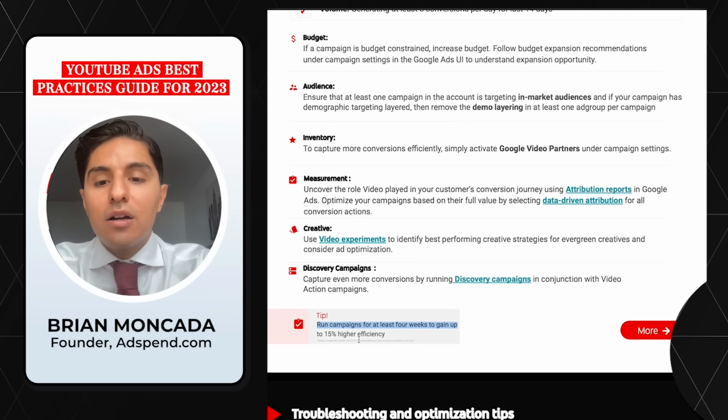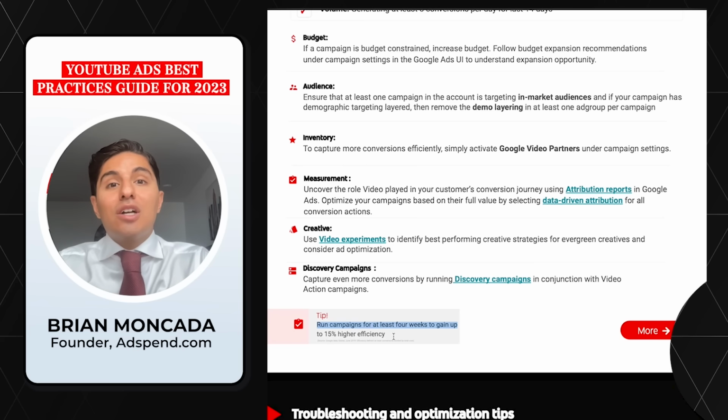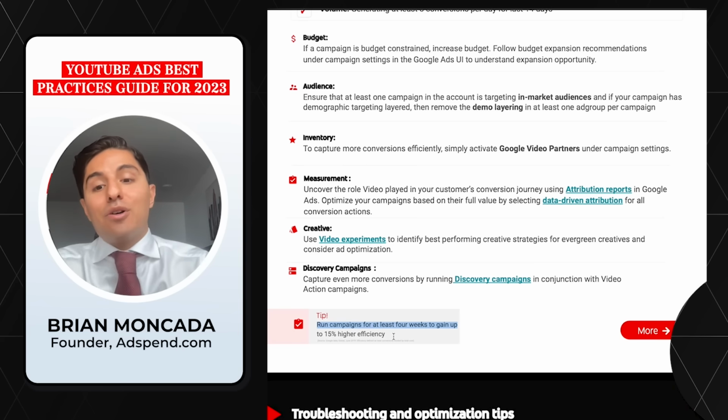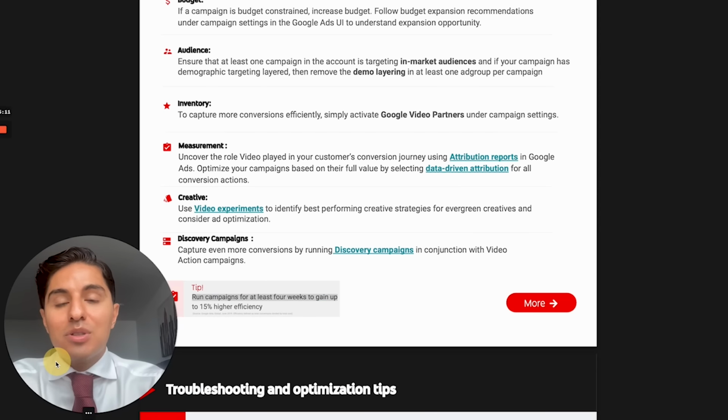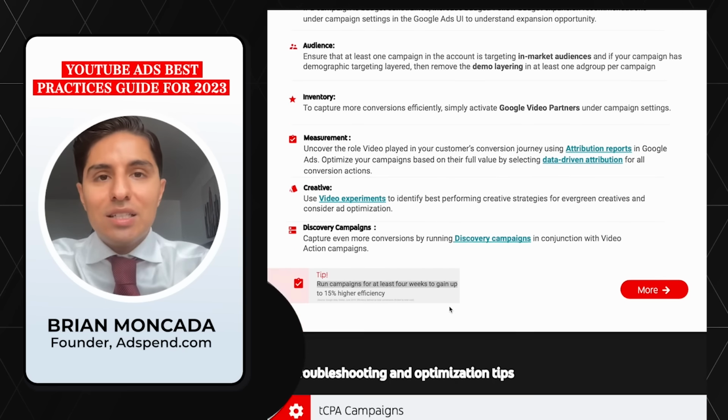gain up to 15% higher efficiency. Again, you can see Google Ads is just pre-framing here, okay? Make sure you have enough budget. Make sure you're running for at least 7 to 10 days before touching anything. And then make sure you're running it for at least 4 weeks to gain up to 15% higher efficiency, because you need to give Google Ads time. This is their best practices.